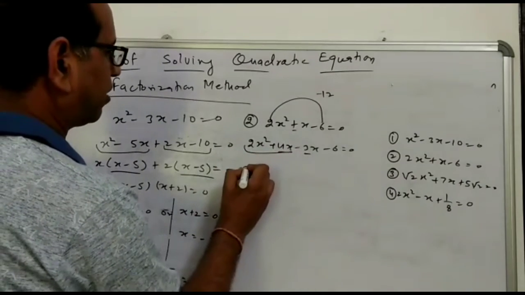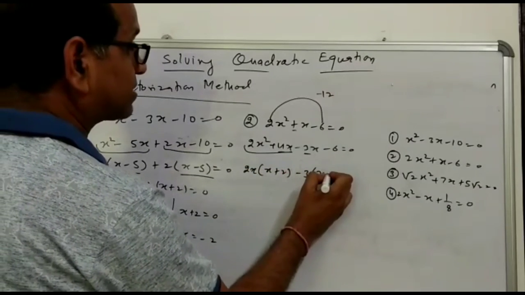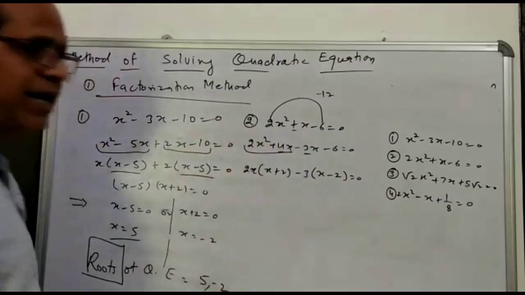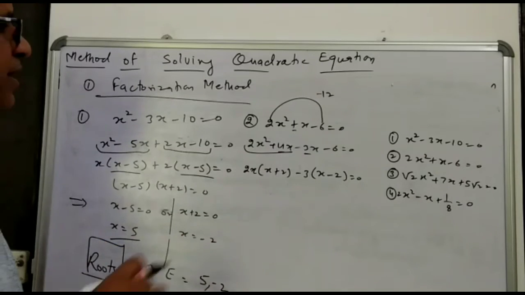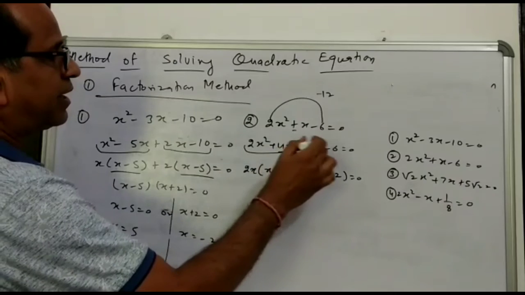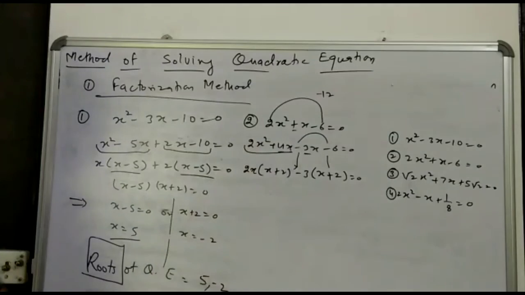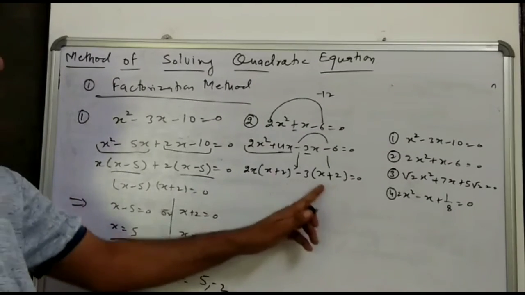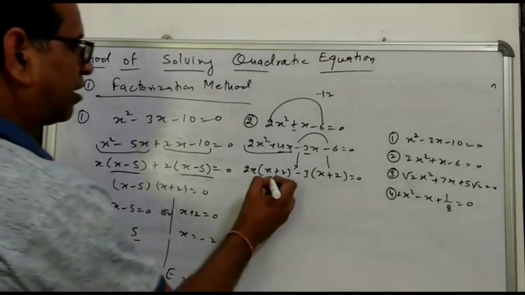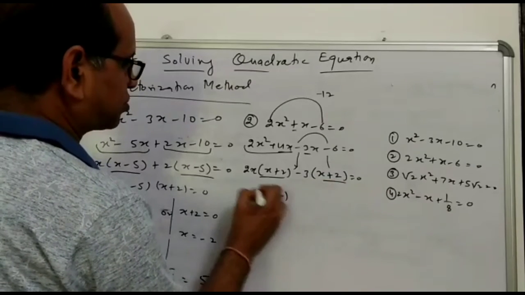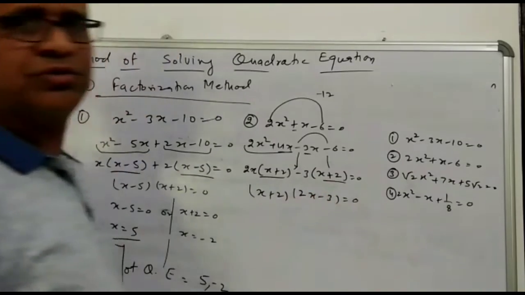Now from these two, if you take 2x common, then x plus 2, and minus 3 common, then x minus 2 equals 0. Now I have made one mistake here knowingly. Please see this part very nicely. What is the mistake? When you take minus common, because of this minus, this sign will change to plus. So it must be plus here. This is the most commonly made mistake. Students write minus here, and it will be wrong. And now from these two, you take x plus 2 common and it is 2x minus 3 equals 0.